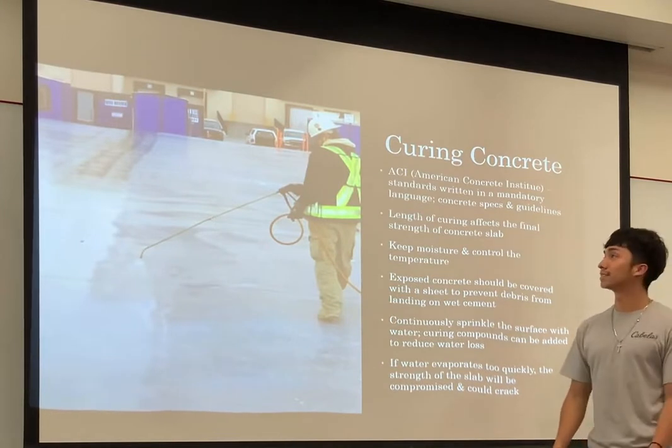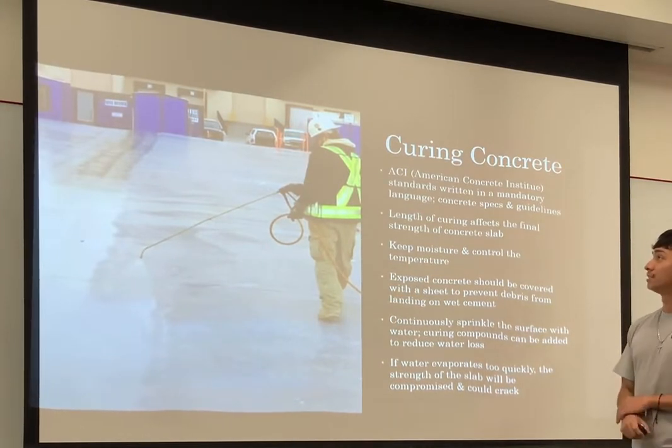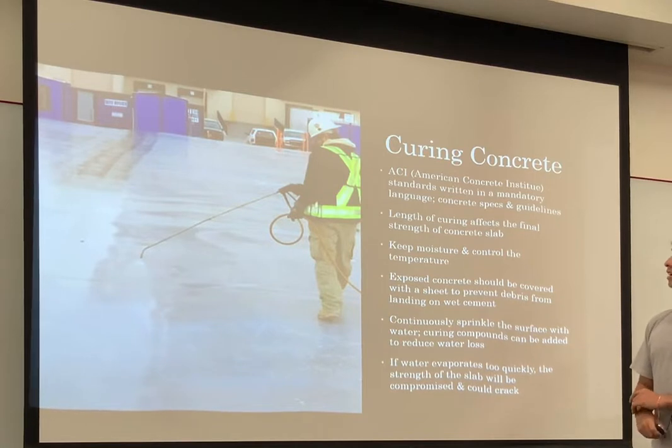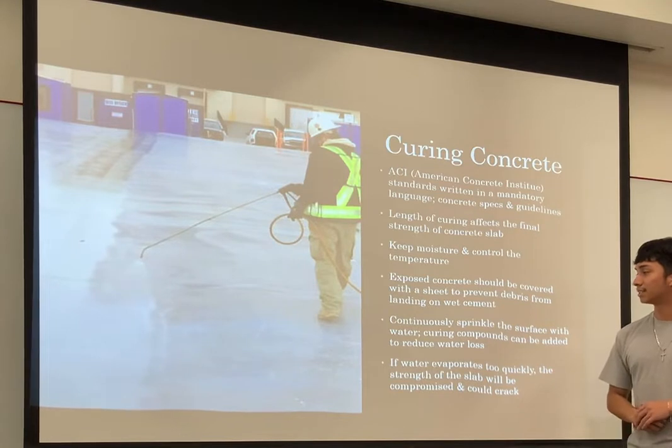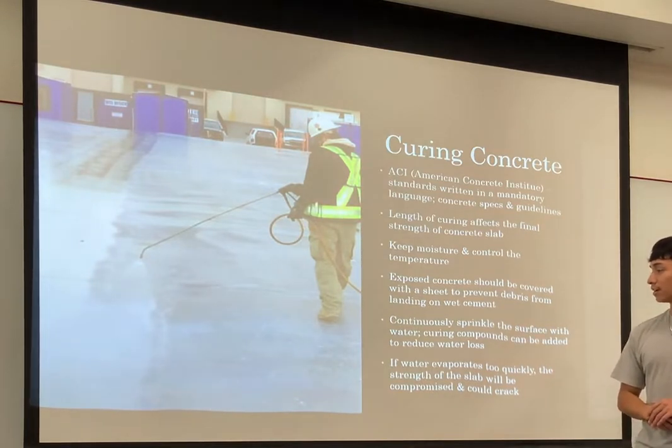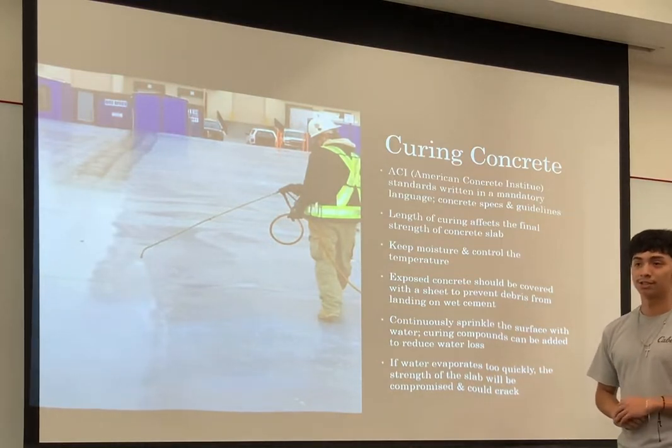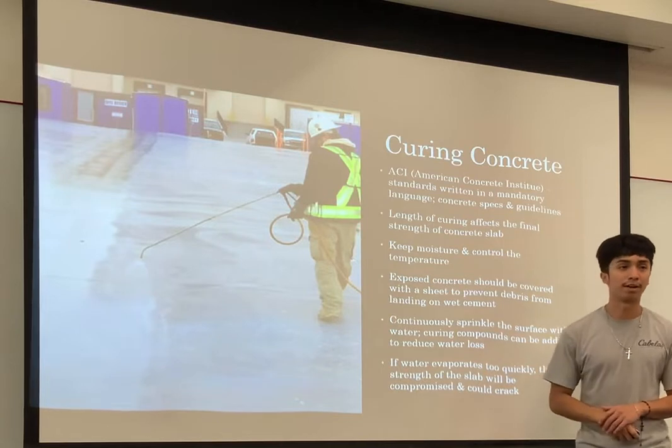So next after that we'll be curing the concrete. We'll be using ACI, American Concrete Institute standards, written in mandatory language, concrete specs and guidelines. Length of curing affects the final strength of the concrete slab. We'll be keeping moisture in and controlling the temperature. Exposed concrete should be covered with a sheet to prevent debris from landing on wet cement. Continuously sprinkle the surface with water. Curing compounds can be added to reduce water loss. If water evaporates too quickly, the strength of the slab will be compromised and could crack.